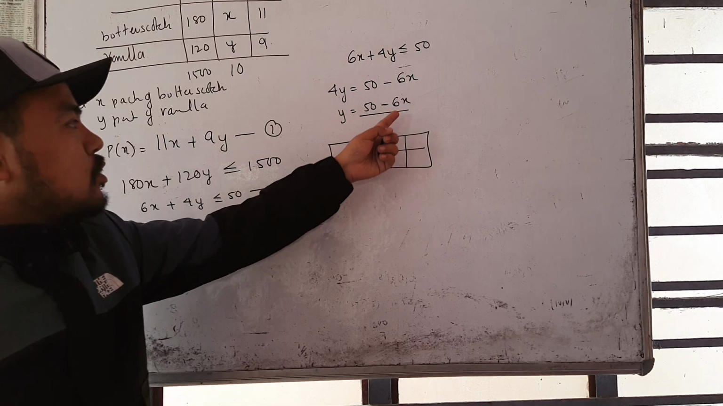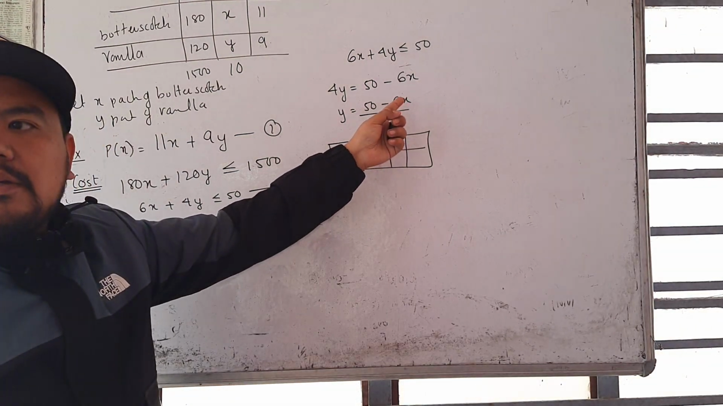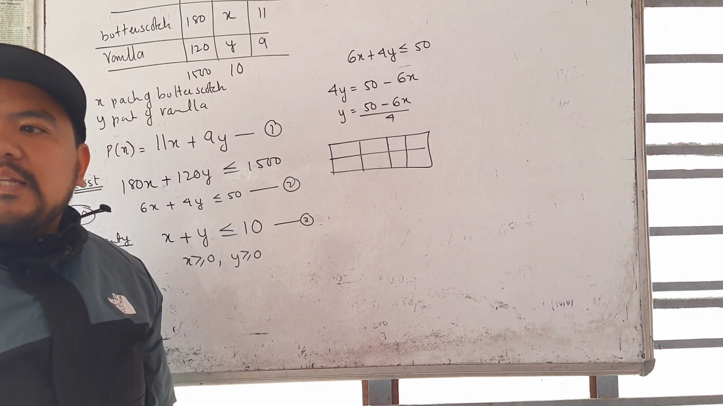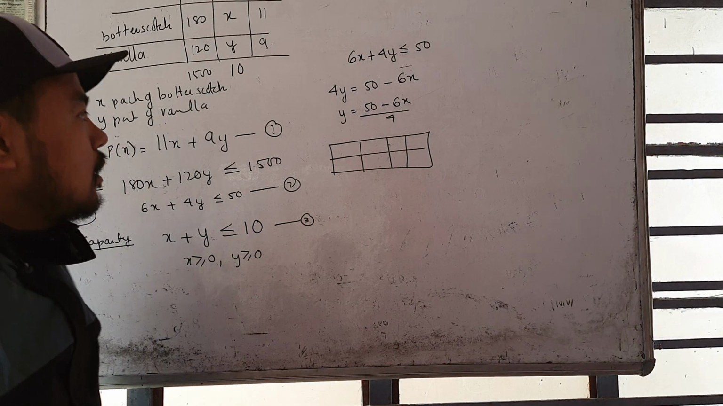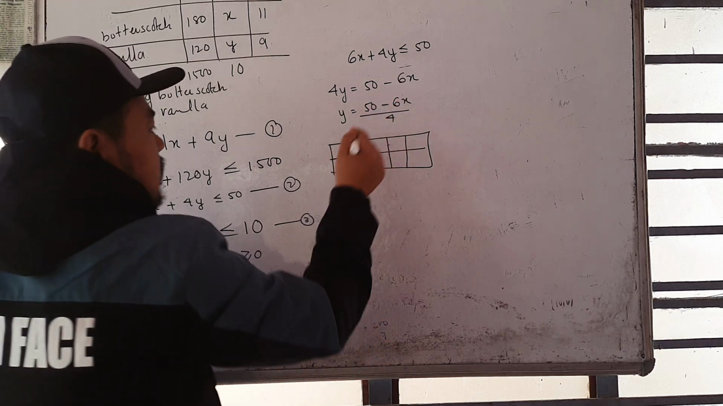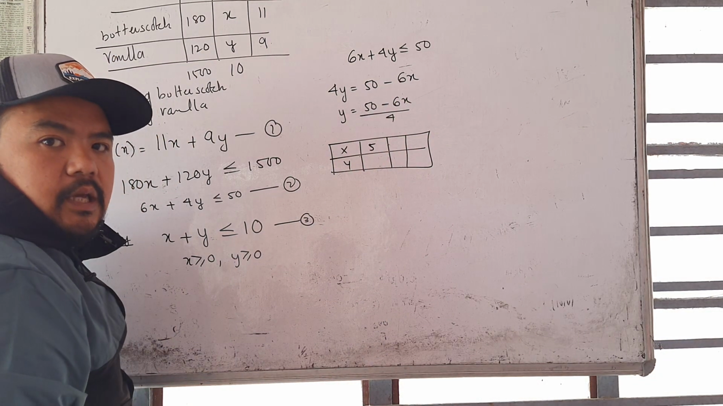Okay, let me put 3. 6 3s are 18. What is 50 minus 18? 5 6s are 30. The simplest one I just realized is 5. 5 6s are 30.